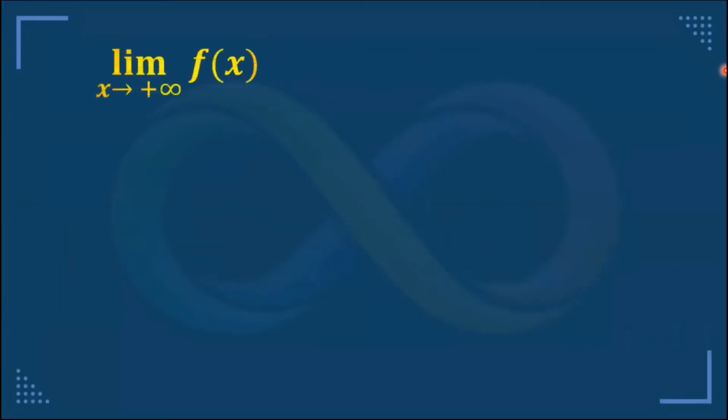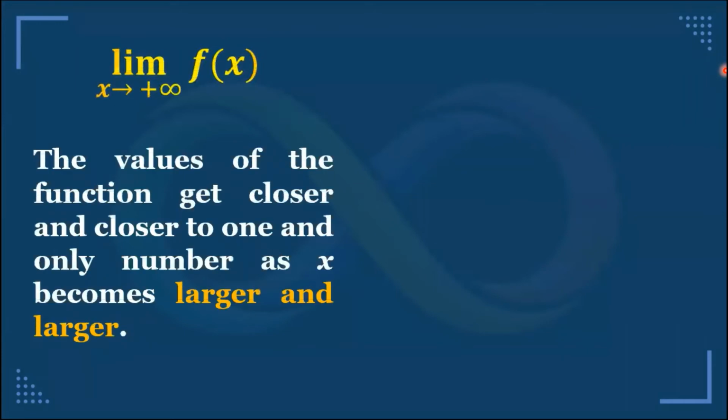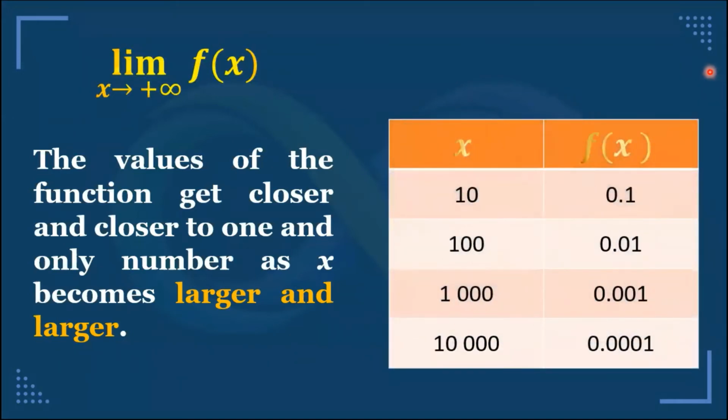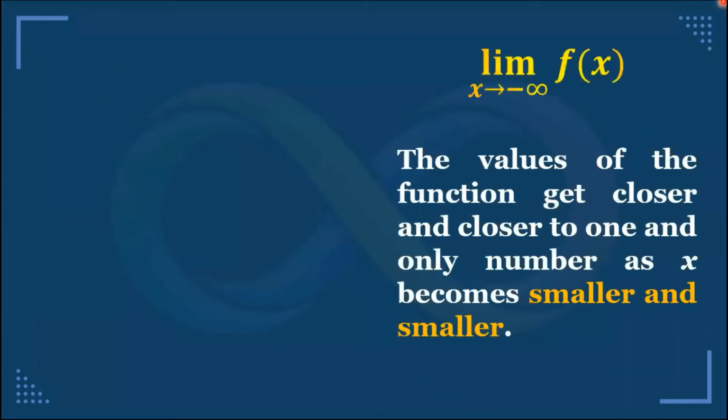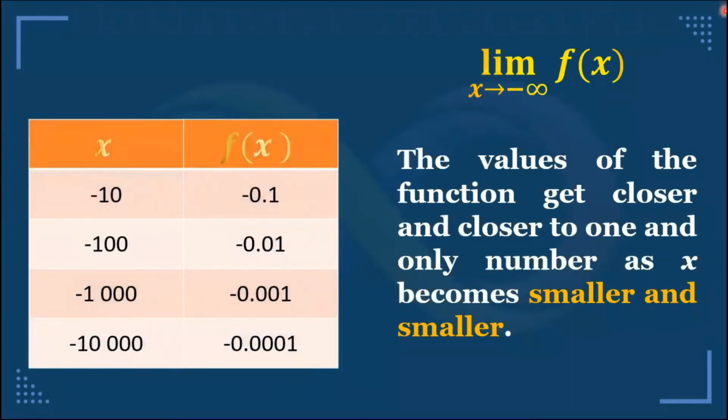We have two different forms in limits at infinity. First, we have limit of the function as x approaches positive infinity. This means that the values of the function are getting closer and closer to one and only one number as x becomes larger and larger. The second form is limit of the function as x approaches negative infinity, which means that the values of the function are getting closer and closer to one and only one number as x becomes smaller and smaller.